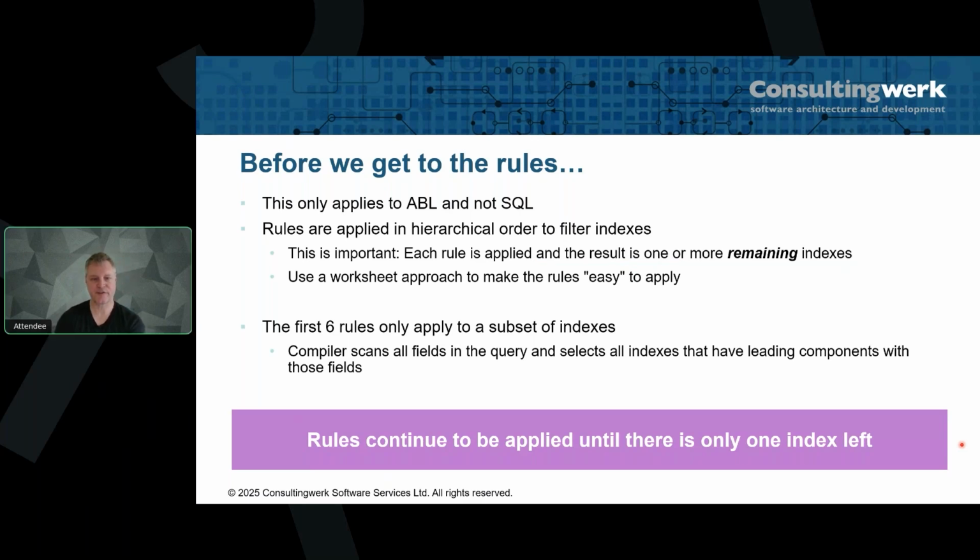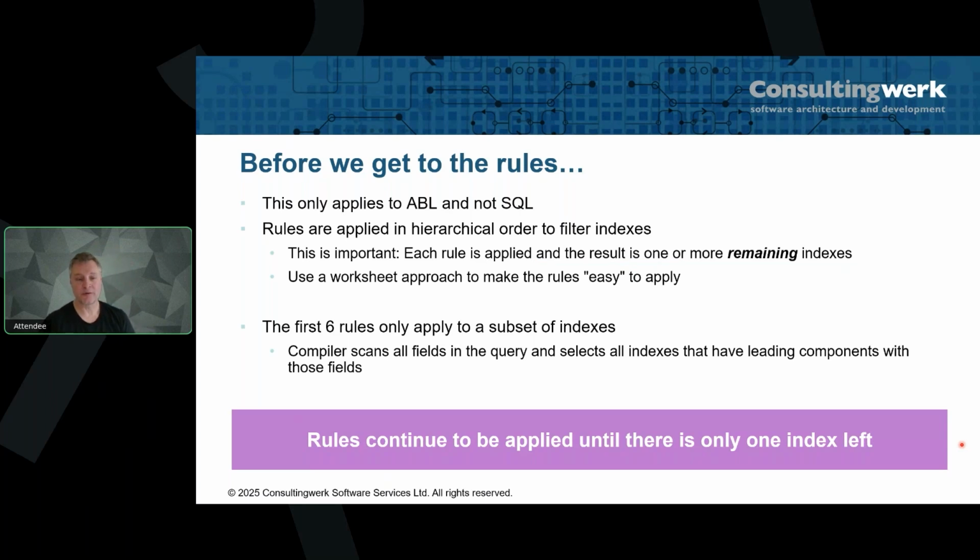There's a set of rules. The first set only apply to a subset of indexes, and how it selects the indexes is the compiler will look at all the fields in the query, and select all the indexes at first that have leading components with those fields, and that's very important. I'll try to make it as clear as possible when I'm talking about fields in the query versus fields in the index, because they're the same but different. They have slightly different aspects to them.